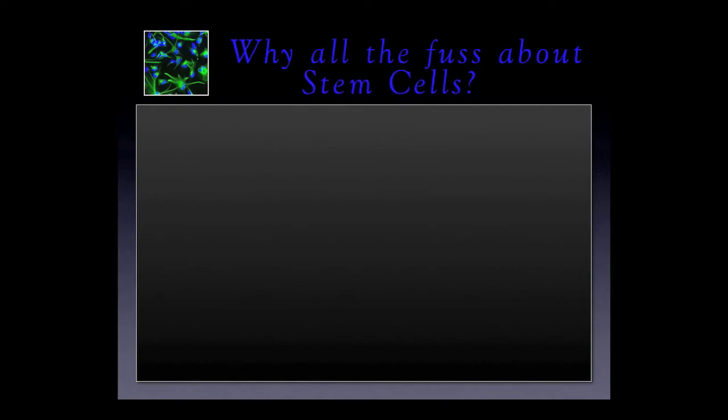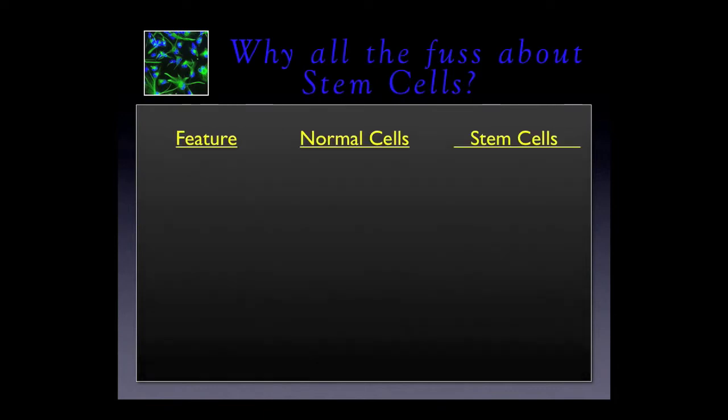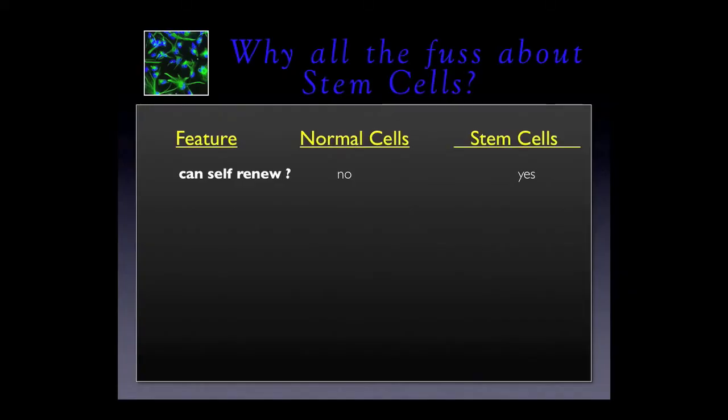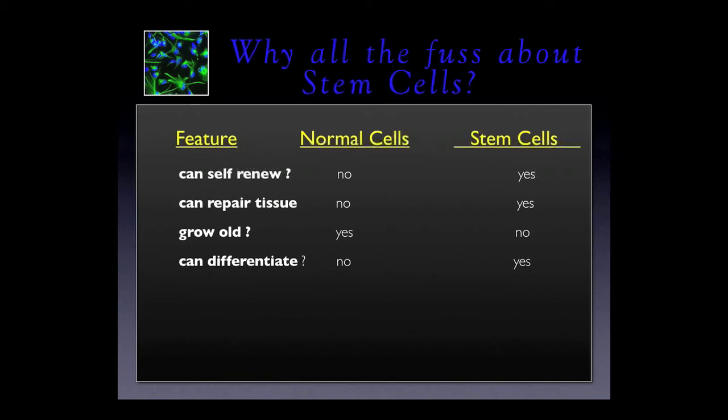Now, why all the fuss about stem cells? Well, I want to contrast your normal cells with stem cells, and I think you'll quickly realize why everybody is so excited about this. Normal cells cannot self-renew. Stem cells can. Normal cells cannot repair tissue. Stem cells can. Normal cells grow old, but stem cells do not. Even in older people, even as you age, your stem cells do not age. Normal cells cannot differentiate, except, of course, the stem cells in your body, whereas stem cells can differentiate.